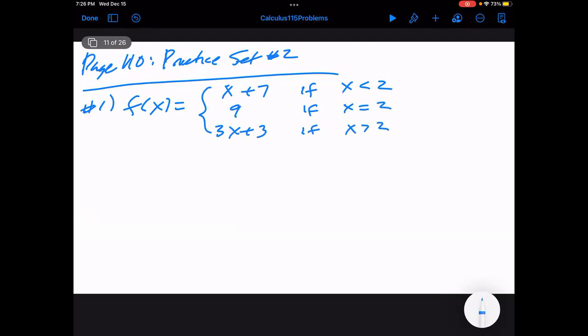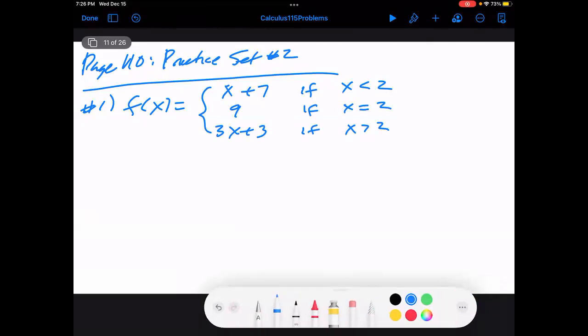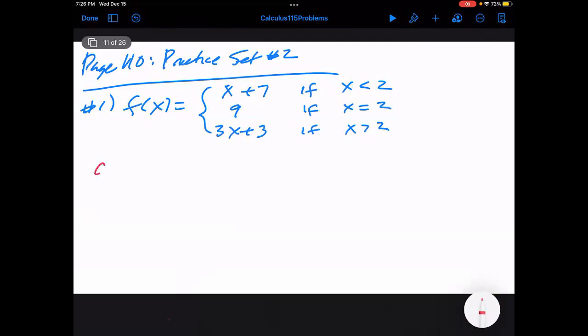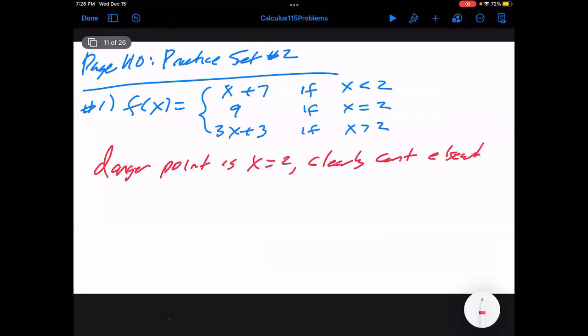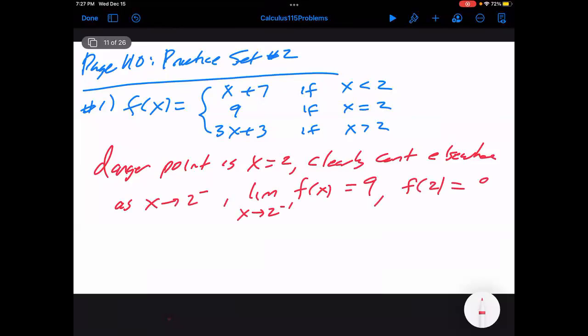So the question is, is this function continuous? What's the one point that's going to be difficult? Where's the one danger point? 2. Right. The danger point is x equals 2. It's clearly continuous elsewhere. As x goes to 2 from below, the limit of f of x is going to be 9. What is f of 2 equal to? 9, which is good.